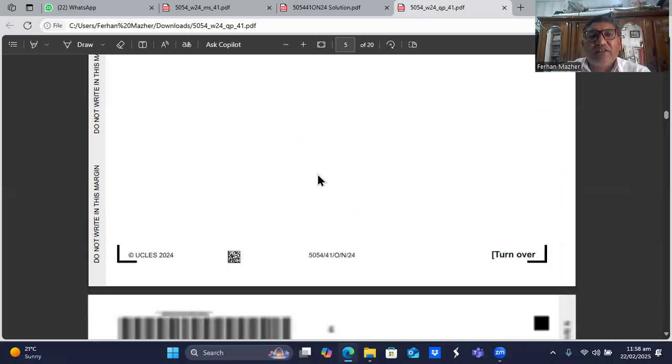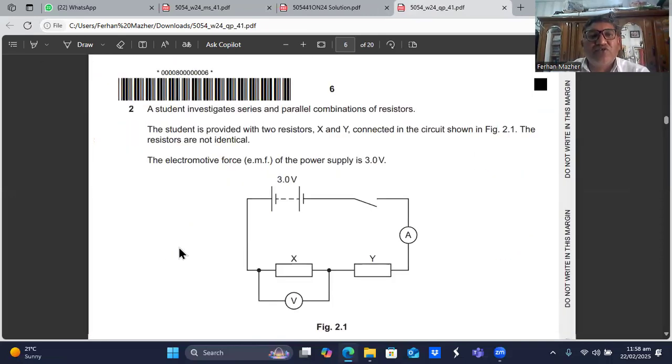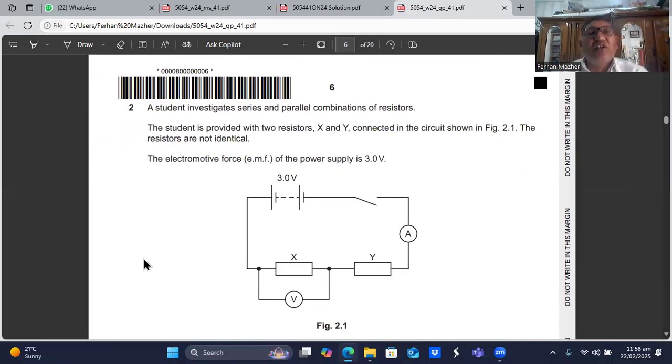Okay, so we are going to the next question, which is question number 2. He says, a student investigates series and parallel combinations of resistors. The student is provided with two resistors, X and Y, connected in the circuit shown in figure 2.1. The resistors are not identical. The electromotive force EMF of the power supply is 3 volt.